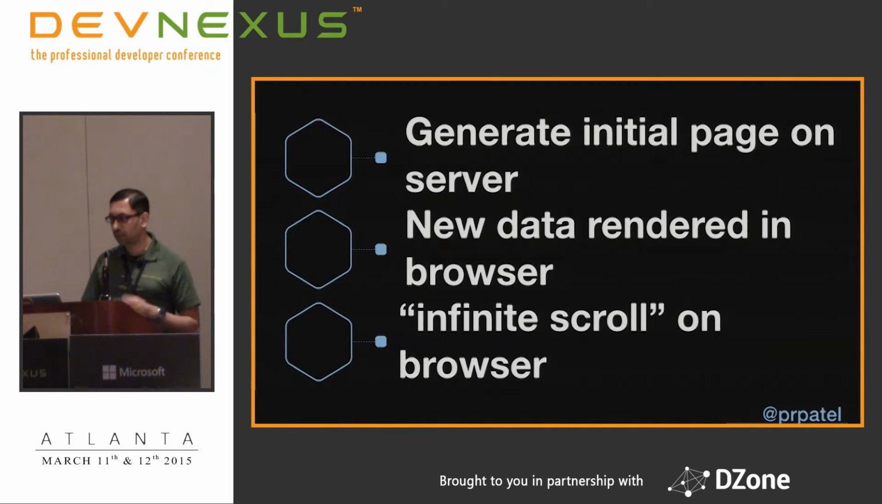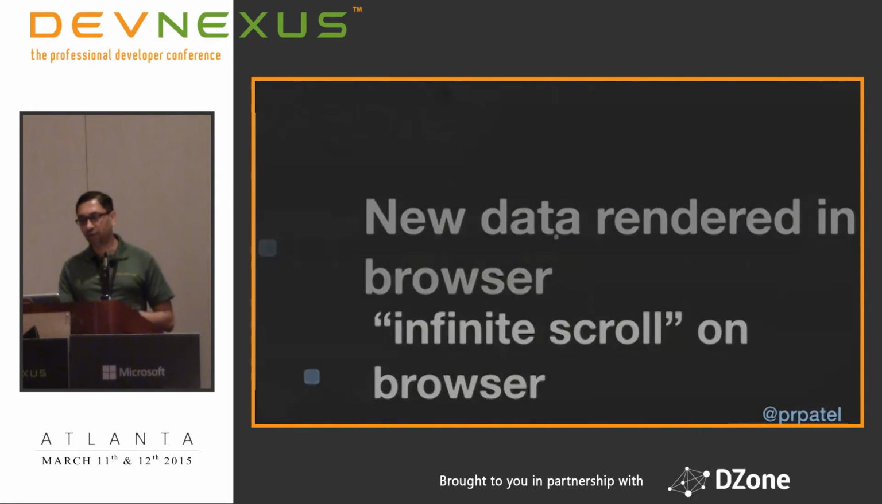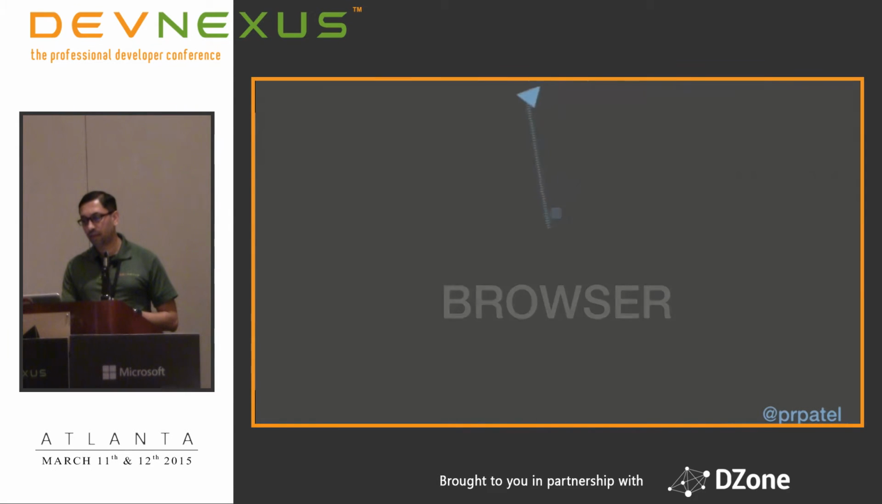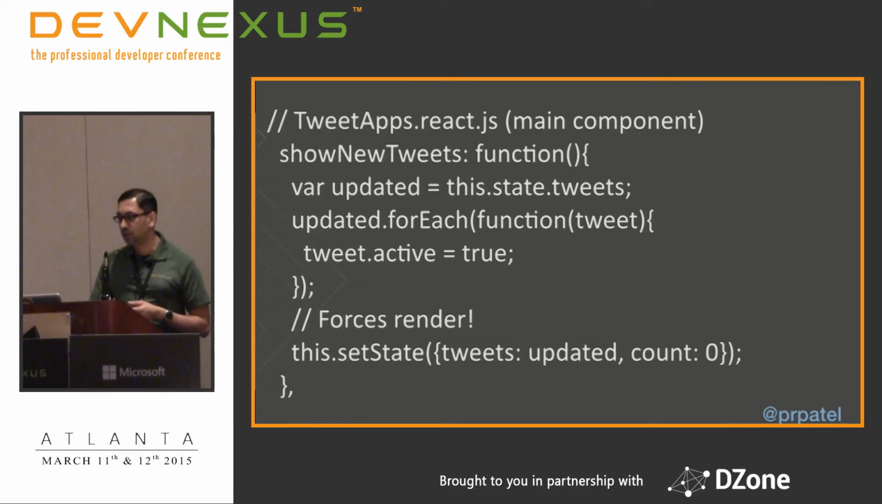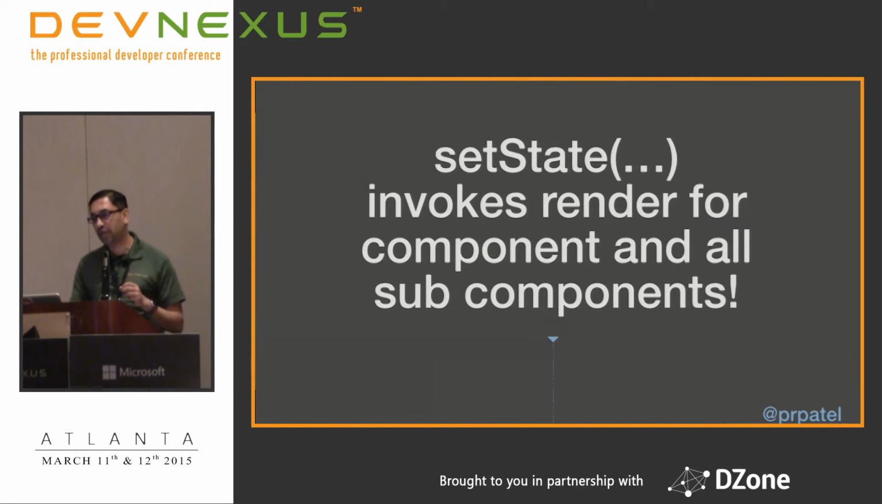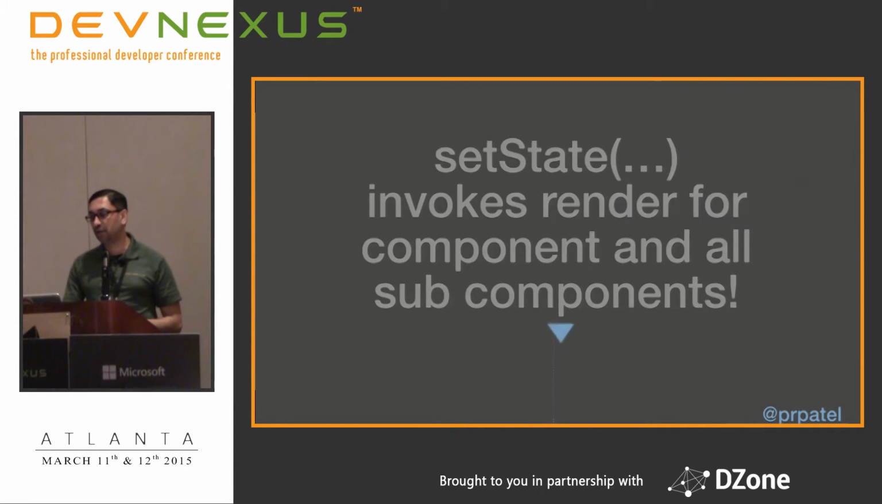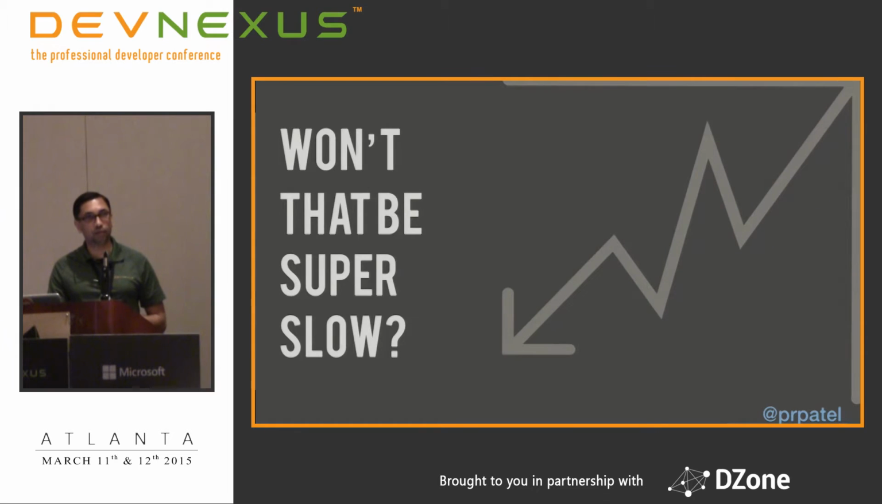All right, so we talked about this. Generate an initial page on the server. New data is rendered in the browser. Okay, how does this come together? We looked at how we set the state, right? Set state invokes render for that component and all subcomponents. In our case, we started at the top of the tree and worked all the way down. So it goes and checks the state of everything and creates that virtual DOM snapshot, okay?